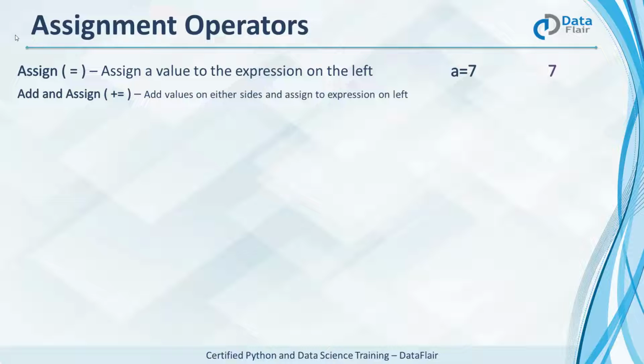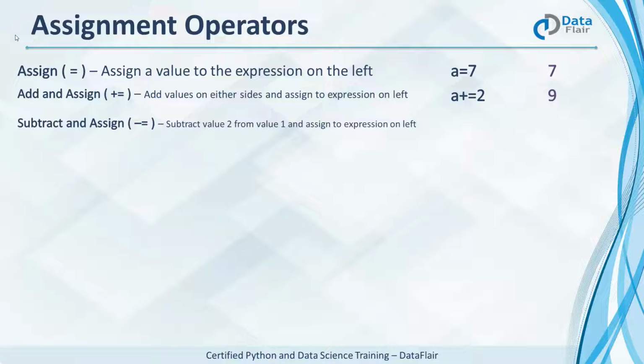Add and assign adds the value of the expression on the right to the value of the variable on the left. It then assigns this to the variable on the left. A add and assign 2. A was 7. Now it's 9. Subtract and assign subtracts value 2 from value 1 and assigns the result to the variable on the left. A subtract and assign 2. It is now 7 again.